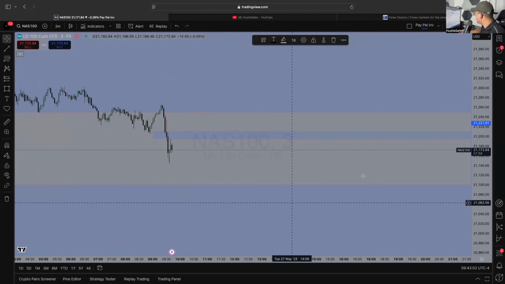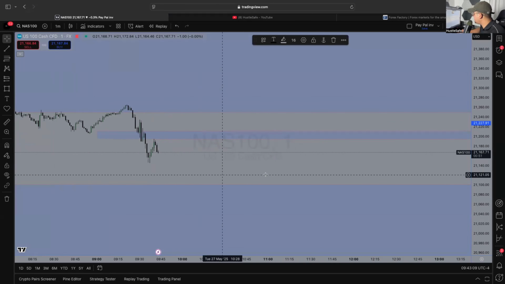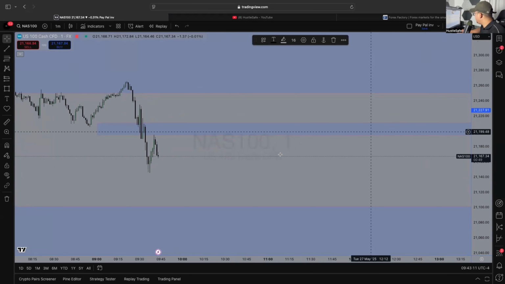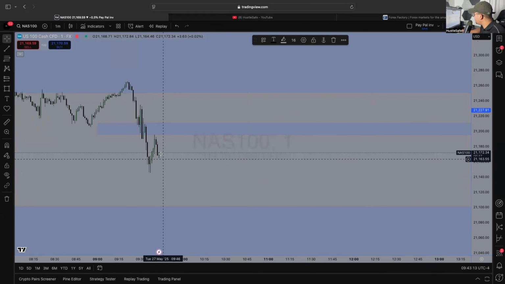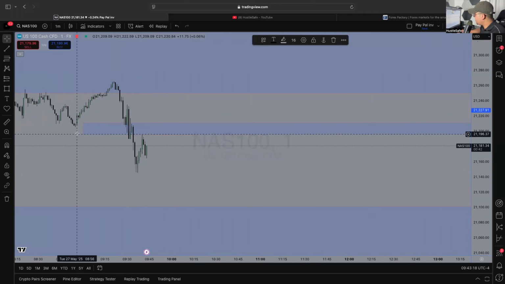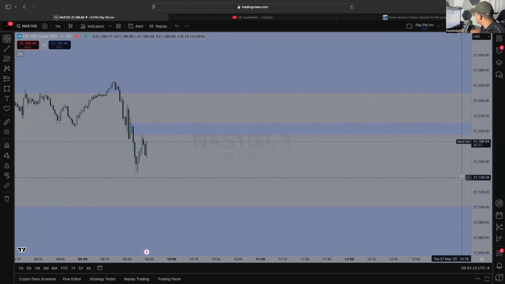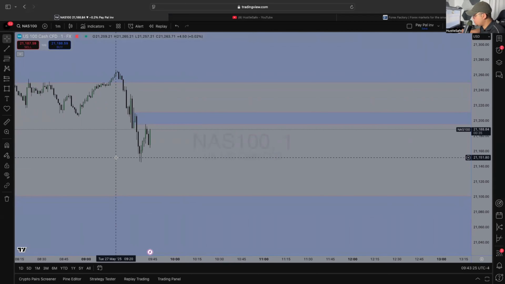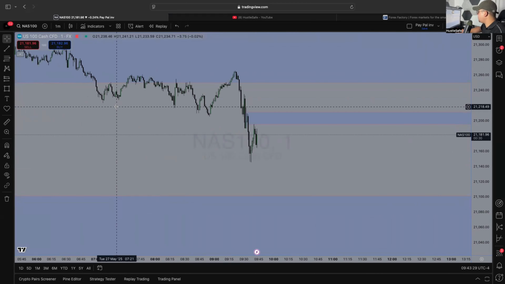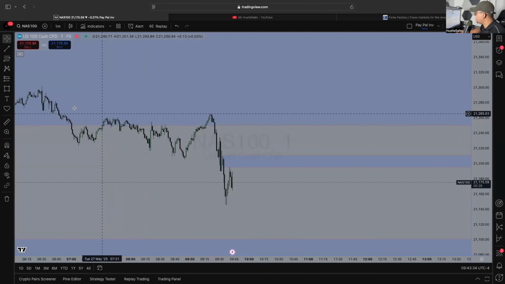Be patient. 3 minutes is not looking bad. 1 minute is not looking bad. Also, if this starts closing down, it's probably going to be respecting that area. So I'm just being patient here before we take anything, expecting the reaction. Let's be patient. We also have this liquidity upside, so you've got to be patient.